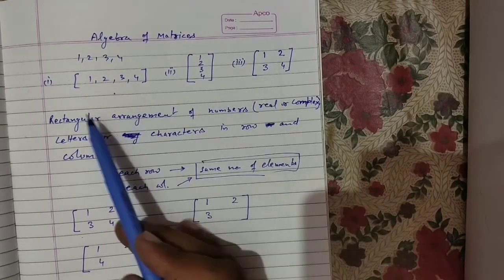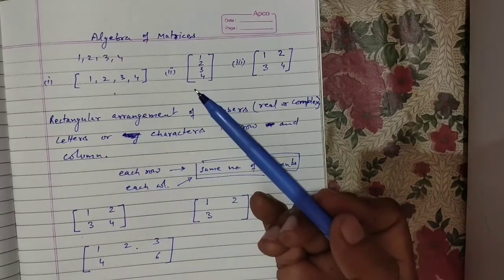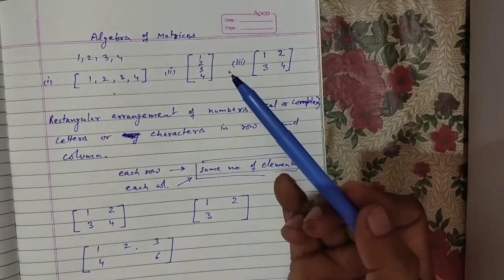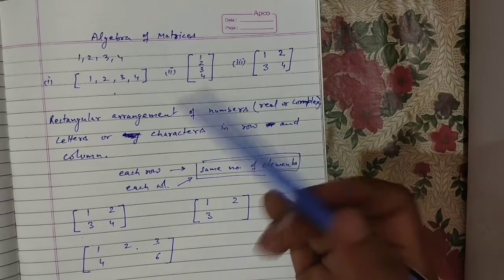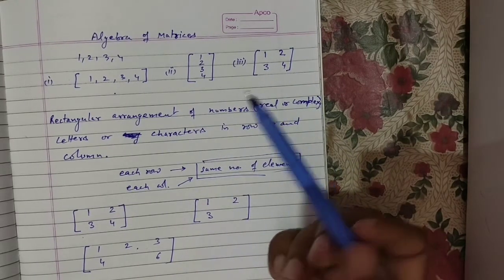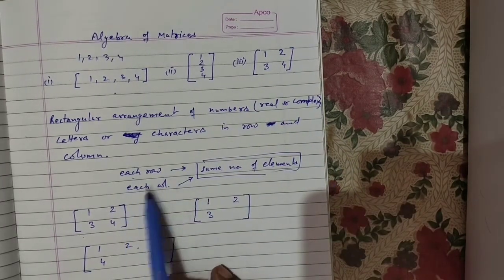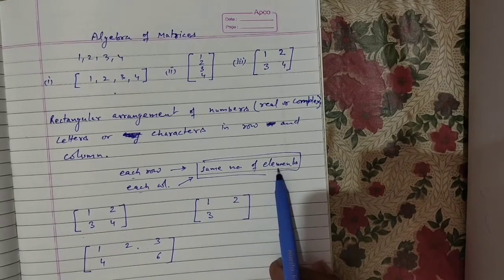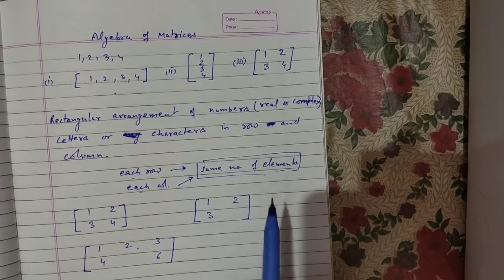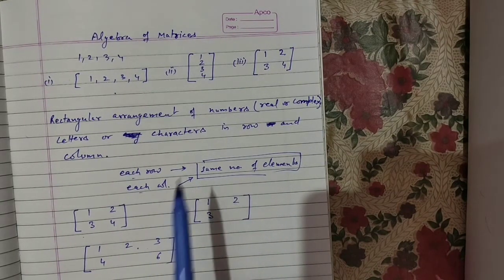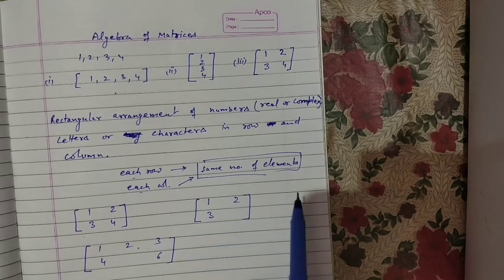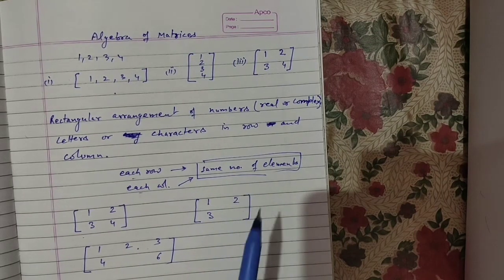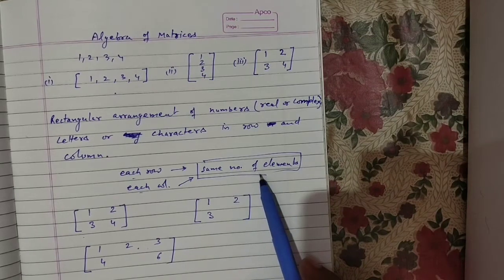So a matrix is a rectangular arrangement of numbers. These numbers may be real or complex, letters or characters, in rows or columns, under the condition that each row and each column has the same number of elements. I repeat again: a rectangular arrangement of numbers in rows and columns, under the condition that each row and each column has the same number of elements.